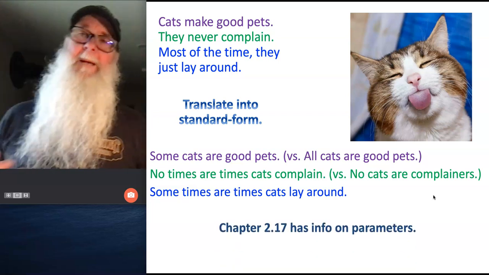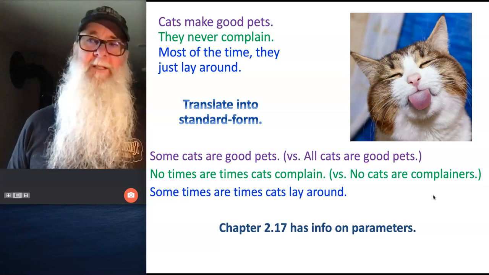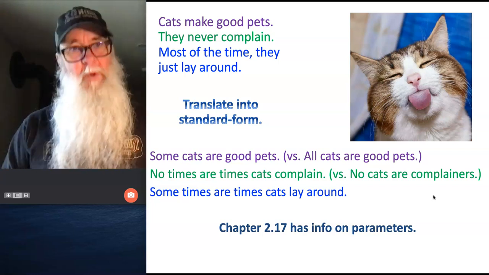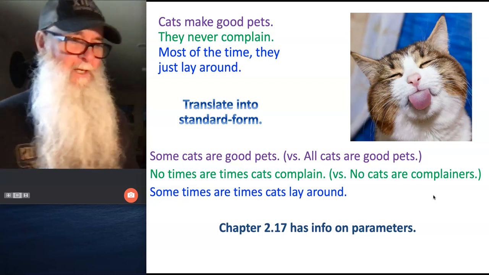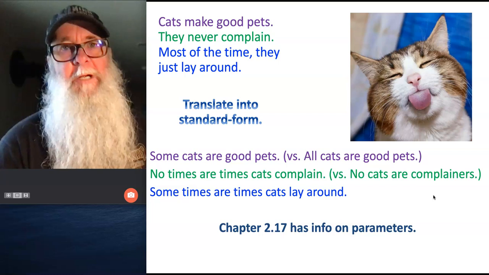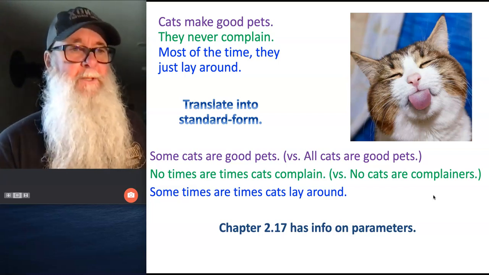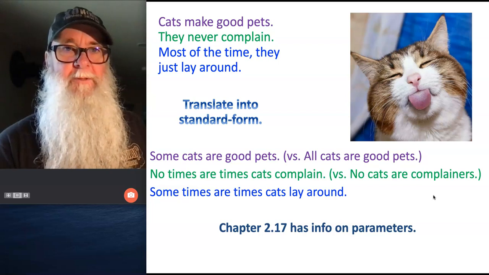So what I'm talking about here right now are called parameters, and chapter 2.17 of your course text has more information on this. I should have moved that chapter up earlier in chapter 2. But if you're interested in learning more about parameters, because we're going to be using them all semester long, you can go ahead and take a peek at chapter 2.17.